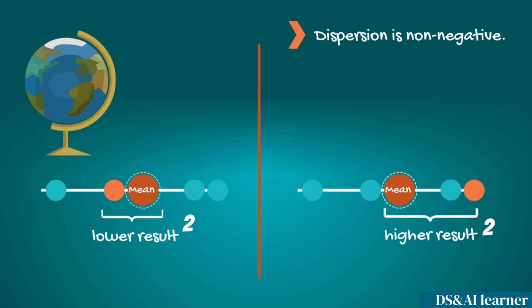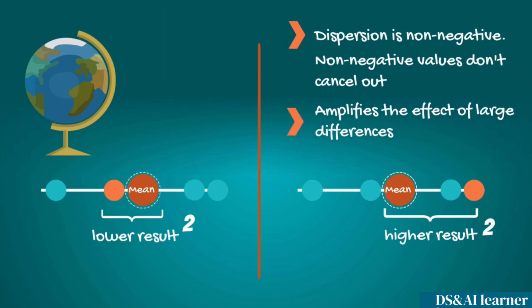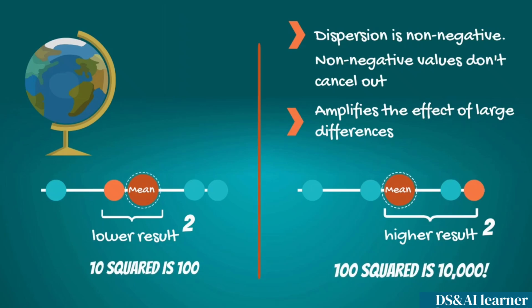If, on the other hand, we calculate the difference and do not elevate to the second degree, we would obtain both positive and negative values that when summed would cancel out, leaving us with no information about the dispersion. Second, squaring amplifies the effect of large differences. For example, if the mean is 0 and you have an observation of 100, the squared spread is 10,000.